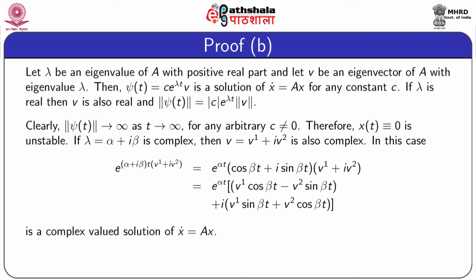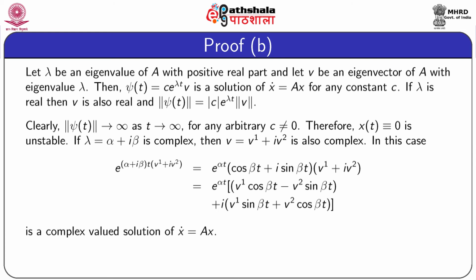If lambda is real, then V is also real, and the norm of psi(t) is equal to mod C e^(lambda t) times the norm of V. Clearly, the norm of psi(t) tends to infinity as t tends to infinity for any arbitrary C not equal to 0. Therefore, x(t) equal to 0 is unstable.